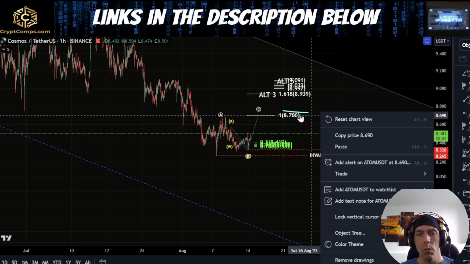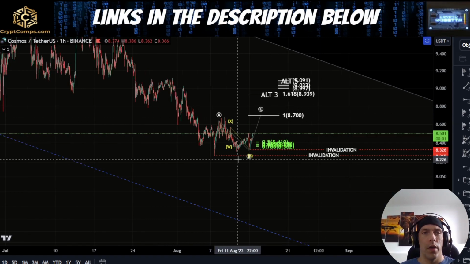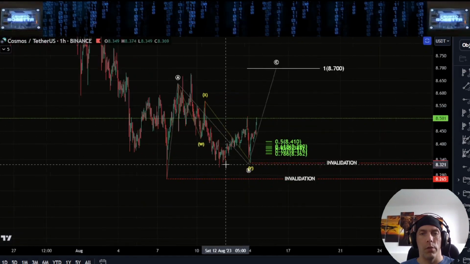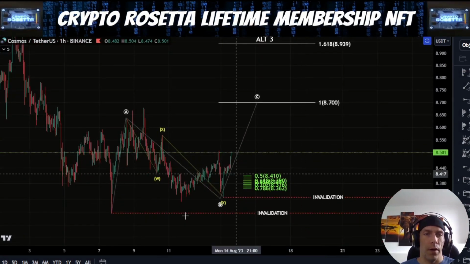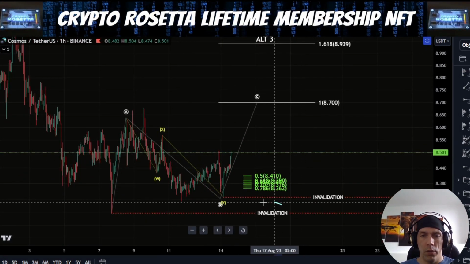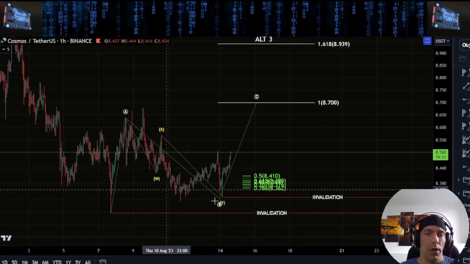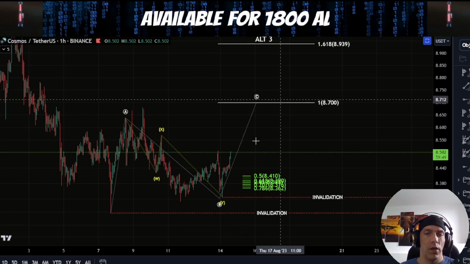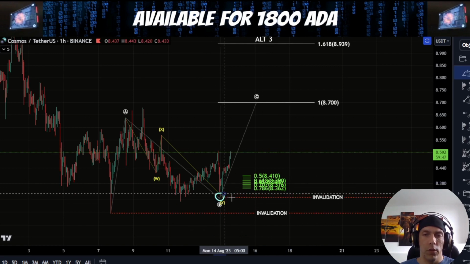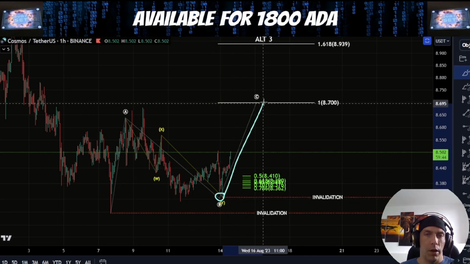Now, more locally here, what I'm looking for is the potential that we're looking for either a 3-wave move to the upside or a 5-wave move. Now, if we do continue to hold this low over here of this $8.26, we can potentially be looking for the C wave. If we do continue to hold this low over here, we could be looking to directly push up here.